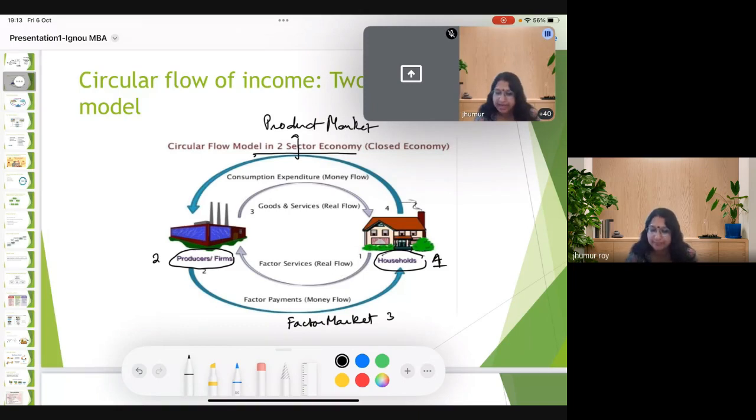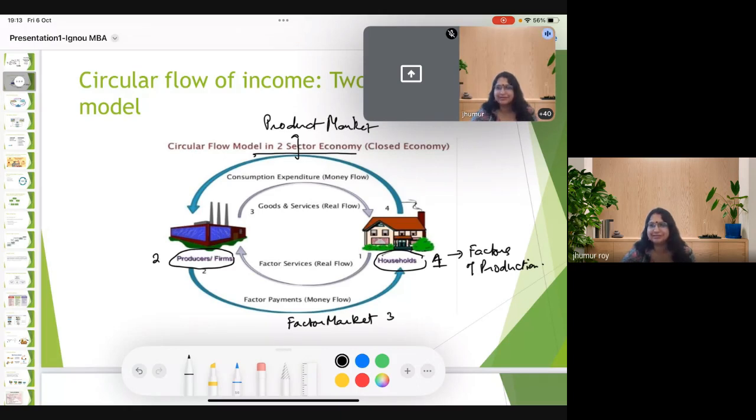Now, what is happening over here is, if you see, households give you the factors of production. Okay, so all the factors of production. Quickly, can everybody write down in the chat box what are the 4 factors of production? I would like to immediately see whether you remember what we had talked about yesterday. So immediately, can you type in what are the four factors of production that we are talking about?